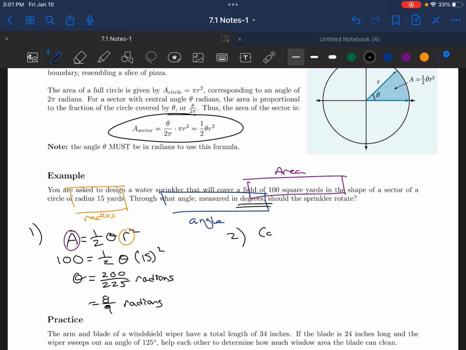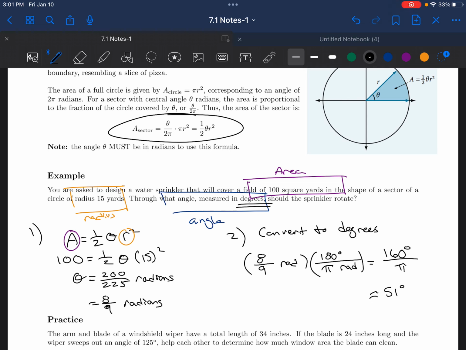The second thing we're going to do is convert to degrees. And for that, we're going to use our 8/9 radians. And we're going to multiply that, putting radians in the denominator, by 180 degrees over pi radians. And that is equal to 160 degrees divided by pi, which is about 51 degrees.